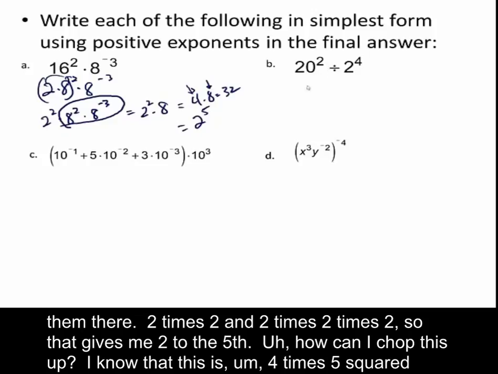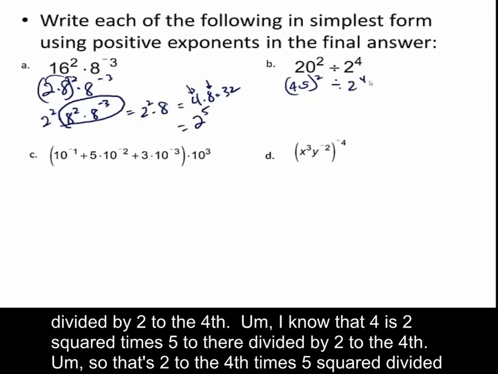How can I chop this up? I know that this is 4 times 5 squared divided by 2 to the 4th.